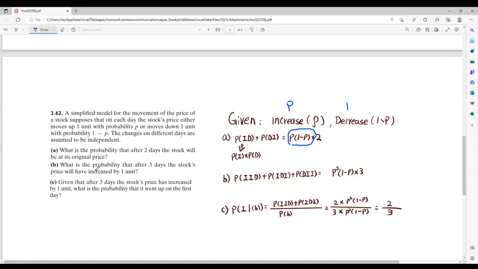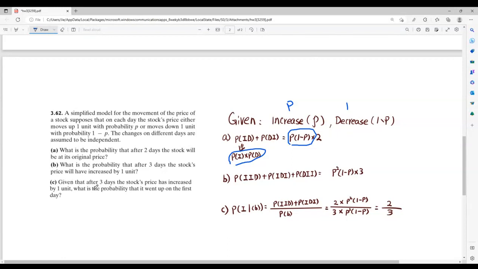And part B is, what is the probability that after 3 days, the stock's price will have increased by 1 unit. So we have 3 possible cases: increase, increase, decrease; increase, decrease, increase; decrease, increase, increase. So with similar logic to above, we have p times 1 minus p and times 3 for part B.